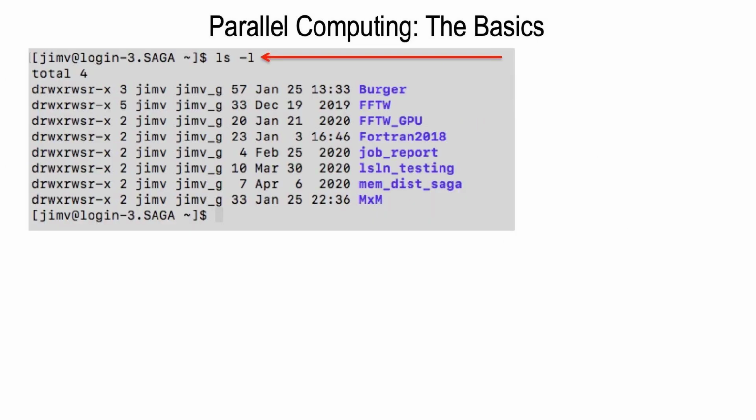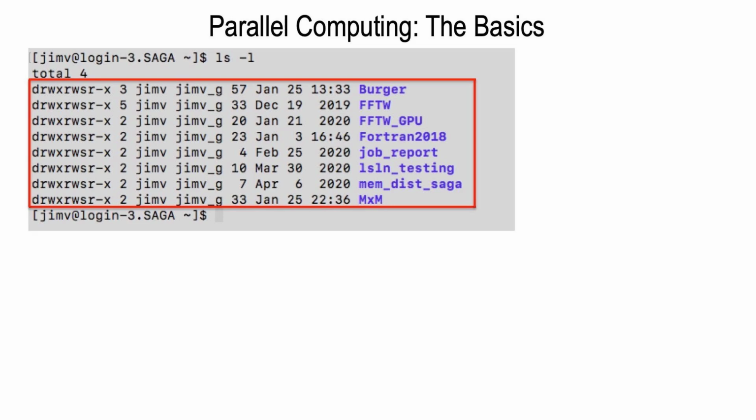I can use another helpful command at my prompt, ls, with the L option. ls stands for List Directory Content, and the L option shows the content in a detailed, long format. Later, we'll see that many Linux commands come with one or more options. When I execute the ls command with the L option, it shows a list of directories within my home folder.